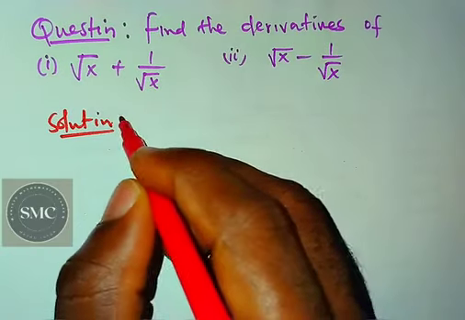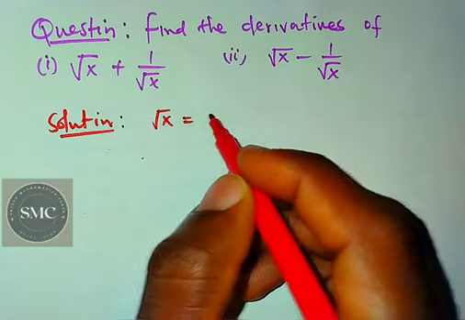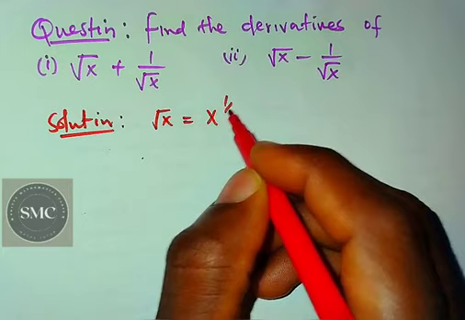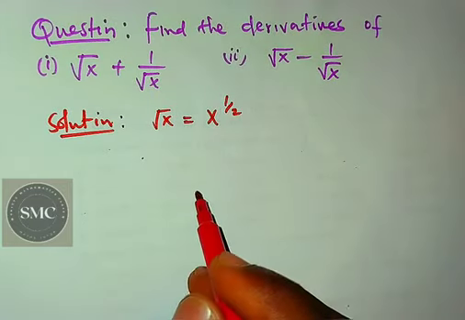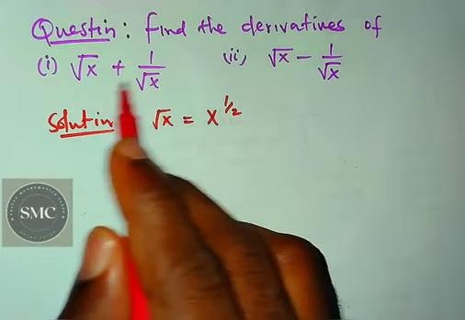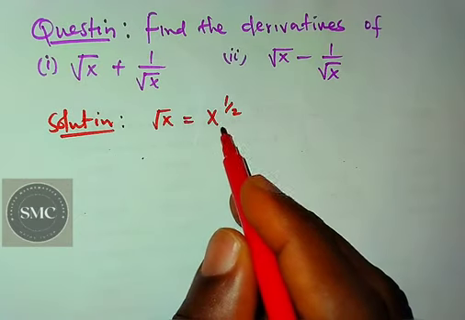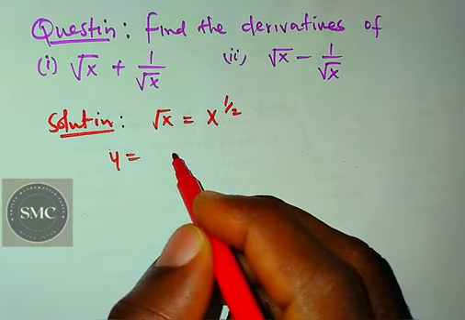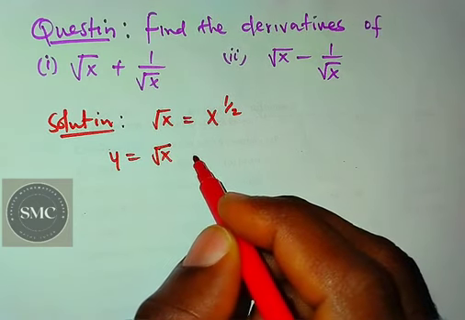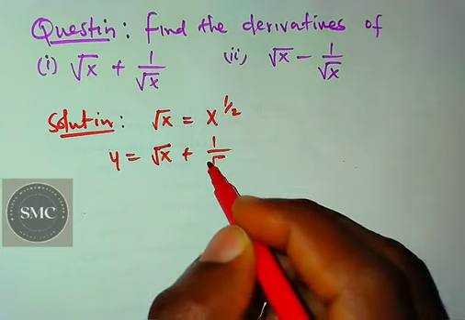You know that root x is the same thing as x to the power 1 over 2. That is from the law of indices. So I'm going to write each of the terms of this function in index form. So I have y equals root x, that is our function, plus 1 over root x.